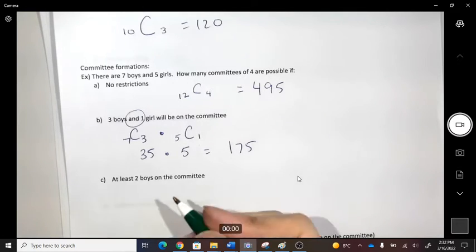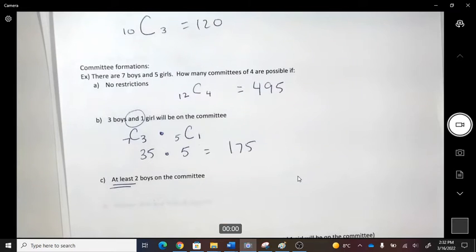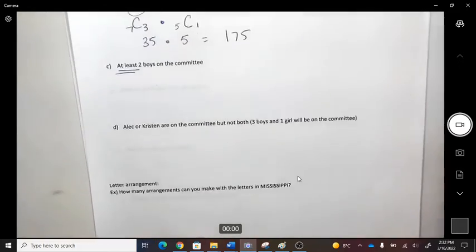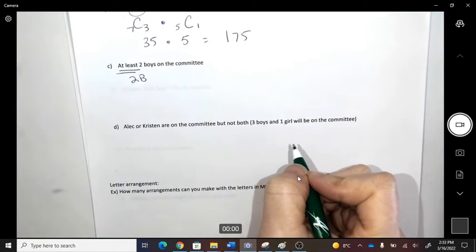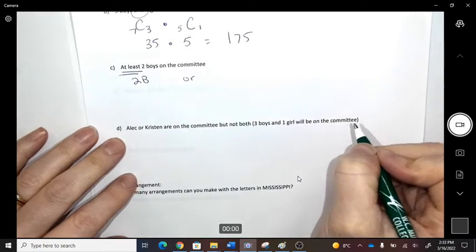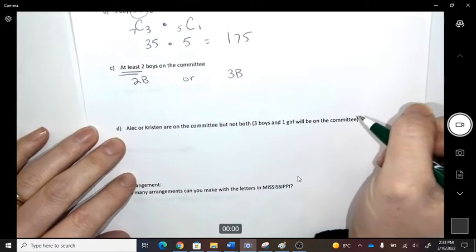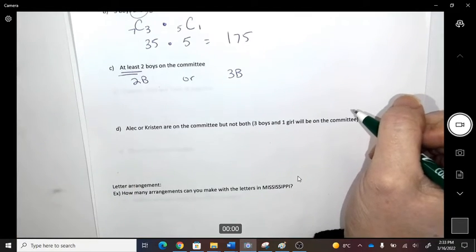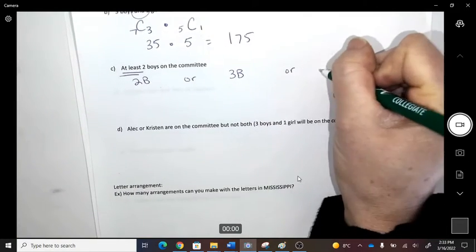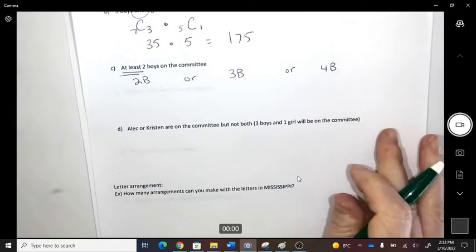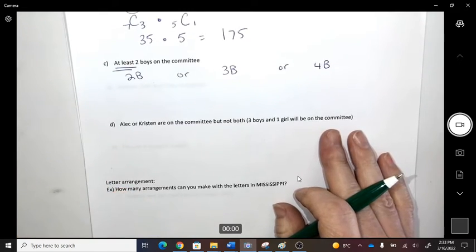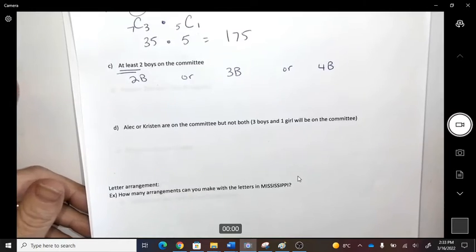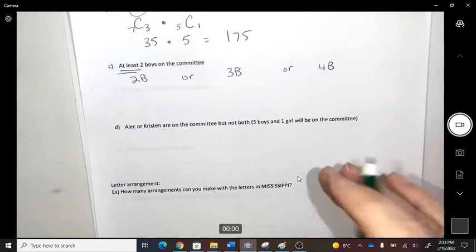Okay, when you see the words at least 2 boys, what could this mean? You could have 2 boys, but it says at least 2 boys. Or what else could I have? I could have 3 boys, right? Does that make sense? I have to have at least 2 boys on there. Or I could have 4 boys. Okay, and then that's it, because this is just a committee of 4 people, right? So I'm going to stop. I'm not going to go up because that's the end. My committee is still 4 people.